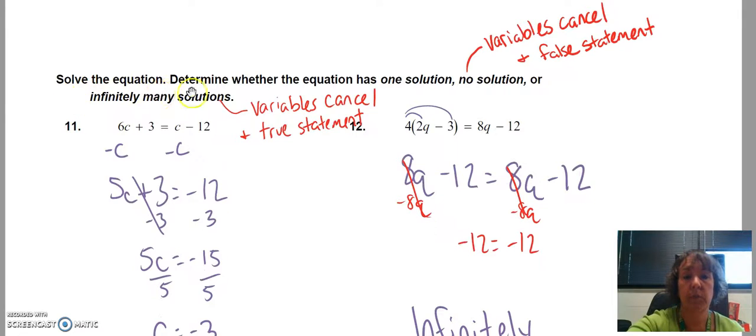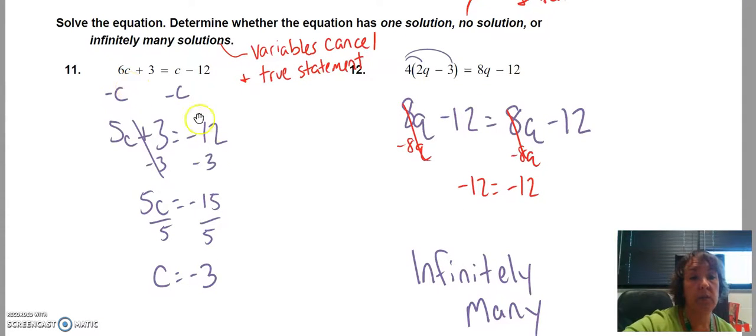Read directions. Solve the equation. Determine whether your equation has one solution, no solution, or infinitely many. All of the ones that we have talked about so far on this review have been what a one solution looks like, so you know what that is. When you have no solution, it's when the variables cancel or are eliminated, and there's a false statement. I'll show you one down here in a minute. Infinitely many is when the variables cancel or are eliminated, and you have a true statement.